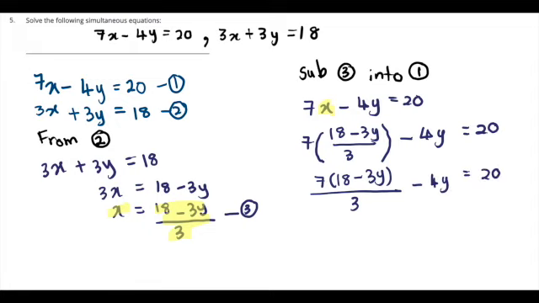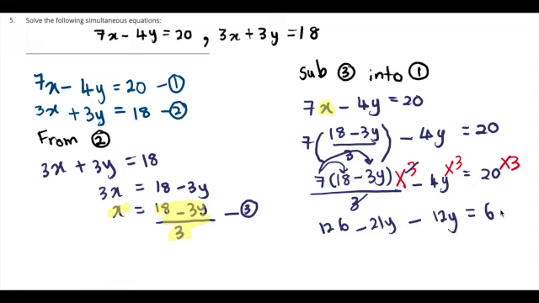Now I don't want to see over 3 there, so I multiply each term with 3. Each term at the right side and also at the left side, okay, because there is an equal sign there. If I multiply 3 at the left side, the right side also must be multiplied with 3, all terms. Okay, next 3 over 3 and 7 times 18 is 126. 7 times negative 3y is negative 21y. Negative 4y times 3 is negative 12y, and 20 times 3 is 60.